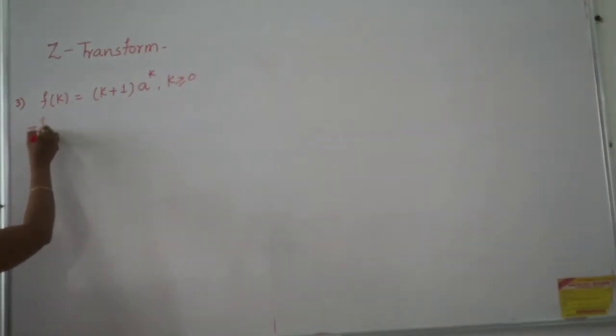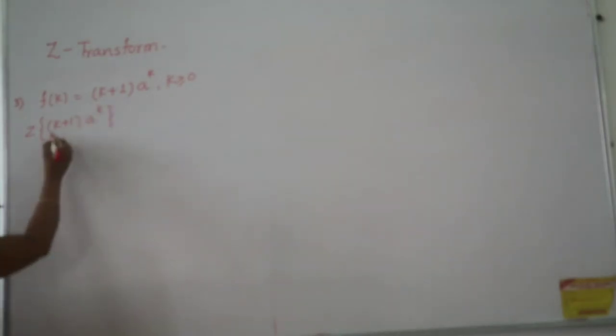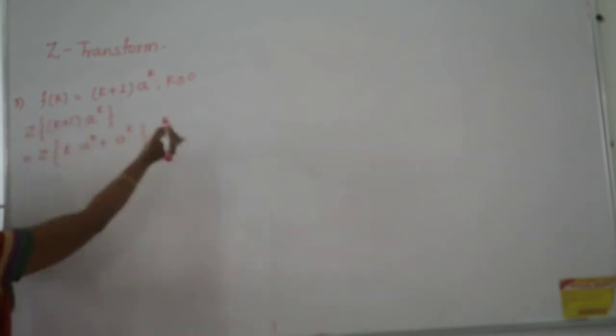So see, the z transform of this given function, k plus 1 a raised to k. How to apply? Here, multiplication by k plus 1, such a property does not exist. Only multiplication by k exists. So what I will do is open the bracket. This is k multiplied by a raised to k, plus 1 into a raised to k, right? So I split up the bracket.